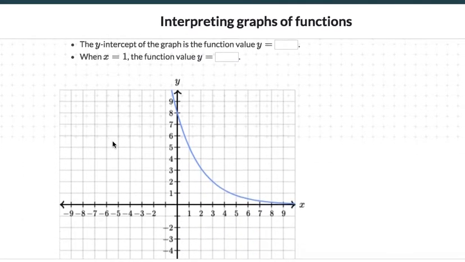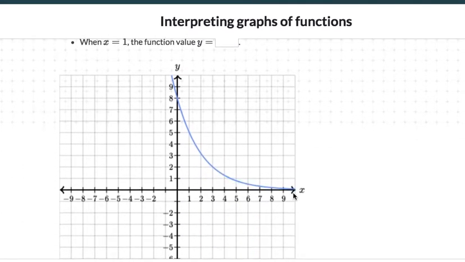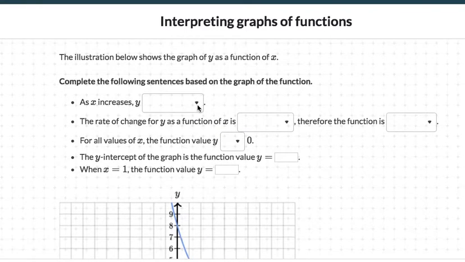We can see as the x value increases, the y value decreases. The x value is increasing from a negative number all the way up, but as the x value increases, the y value is getting constantly smaller. So as x increases, y decreases. All right, your 3 options there: increases, decreases, or stays constant. Constant would of course be a straight horizontal line.